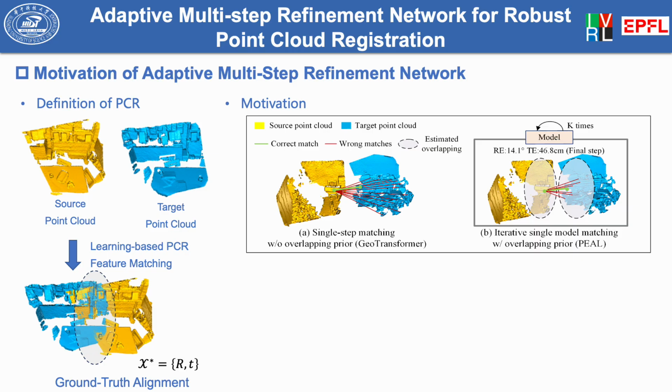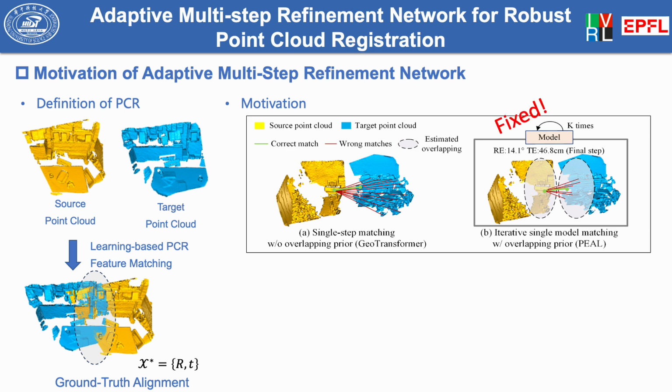It utilizes the overlap estimation of a pre-trained PCR network, for example, GeoTransformer, as auxiliary information, also referred to as prior, and incorporates this information in the refinement network to improve the estimate. By employing the same network repeatedly, Peel establishes a multi-step approach and demonstrates enhanced performance.